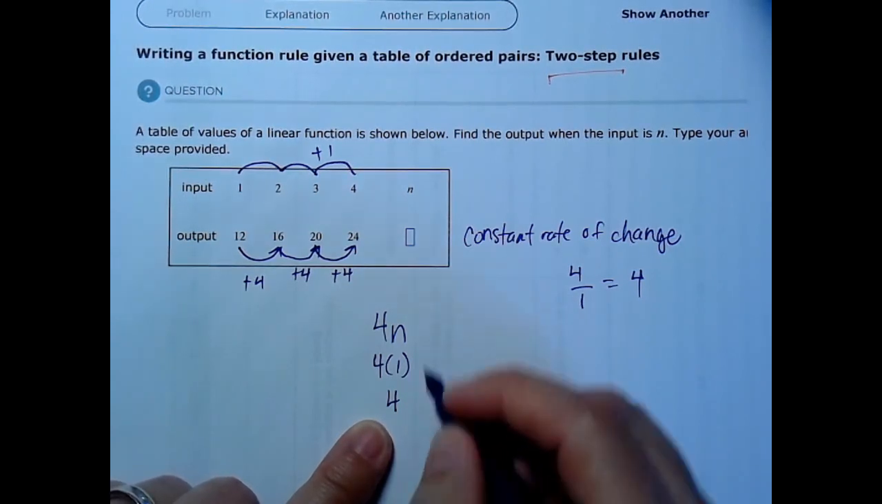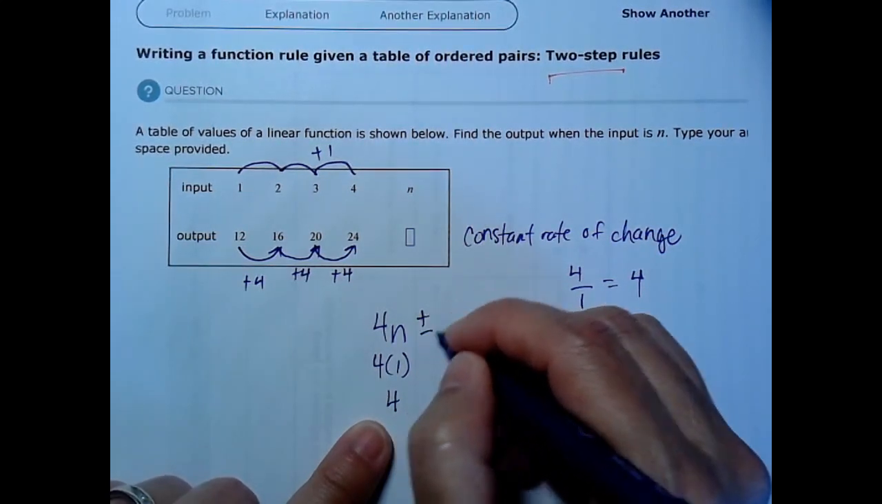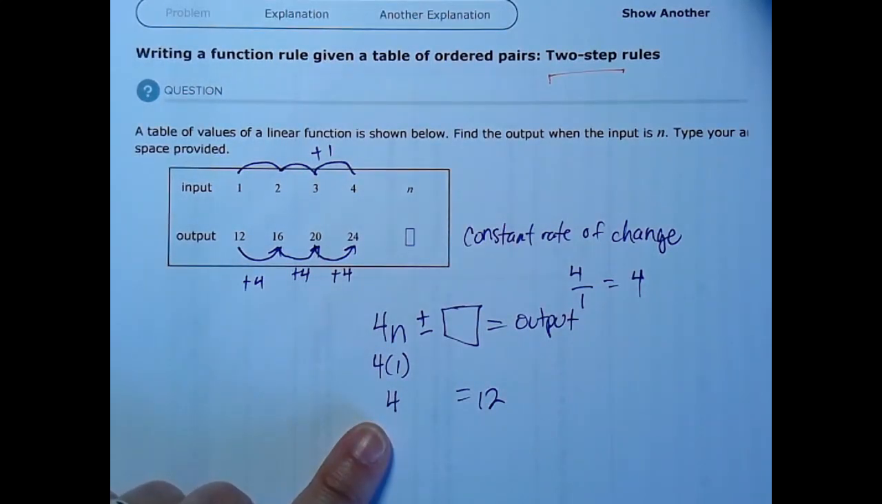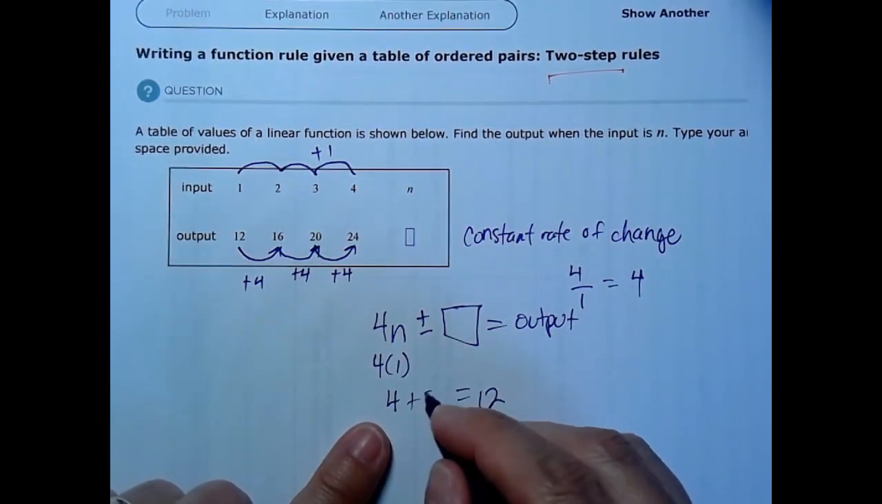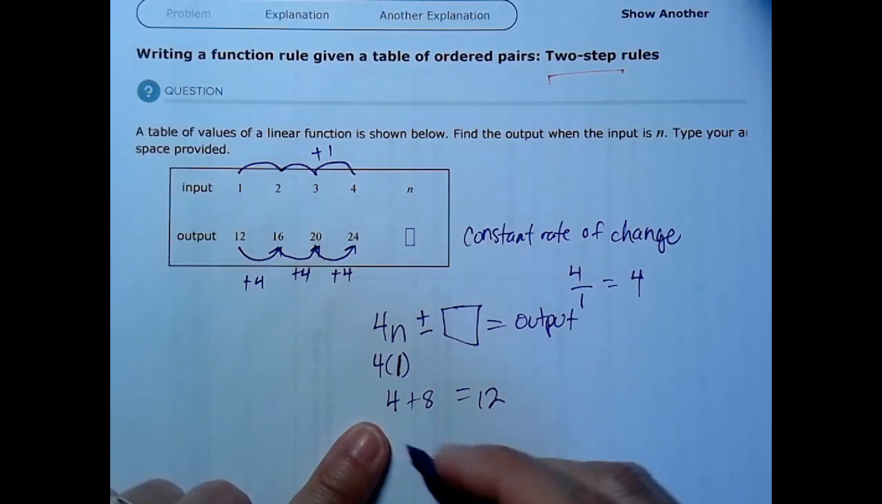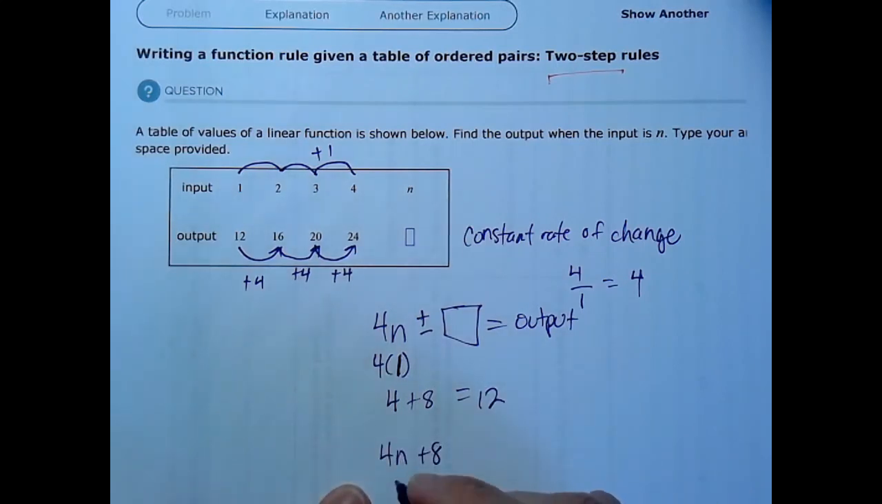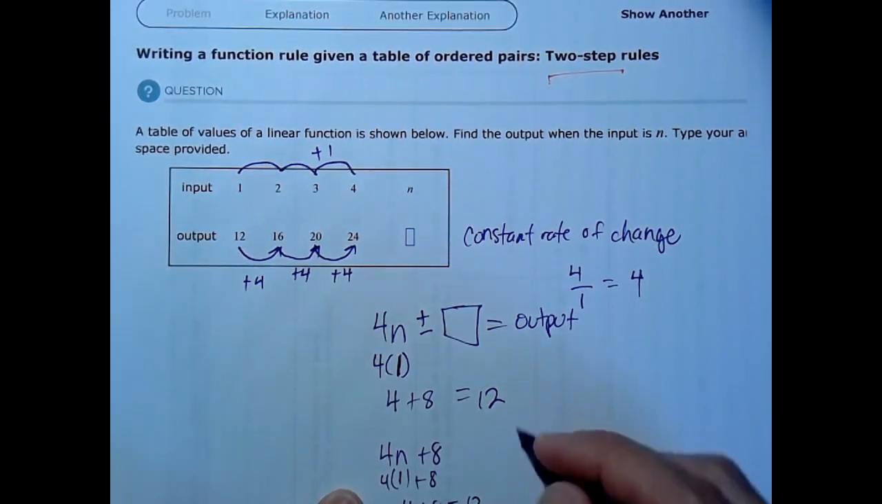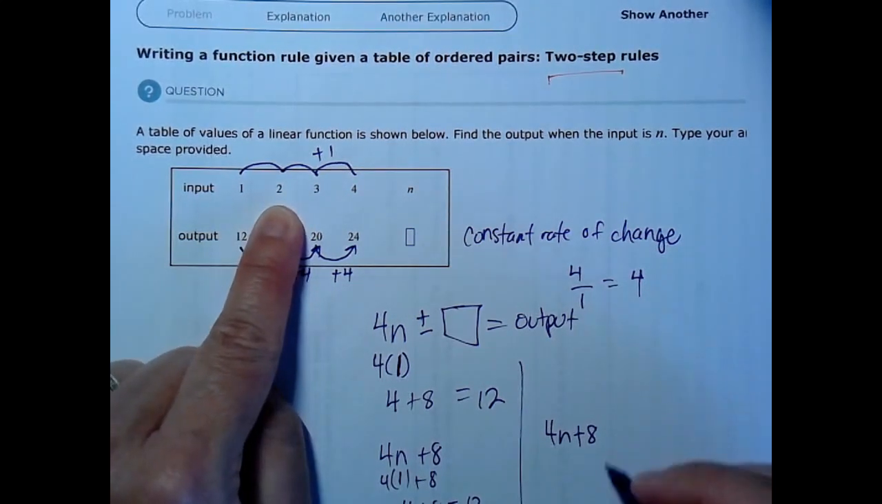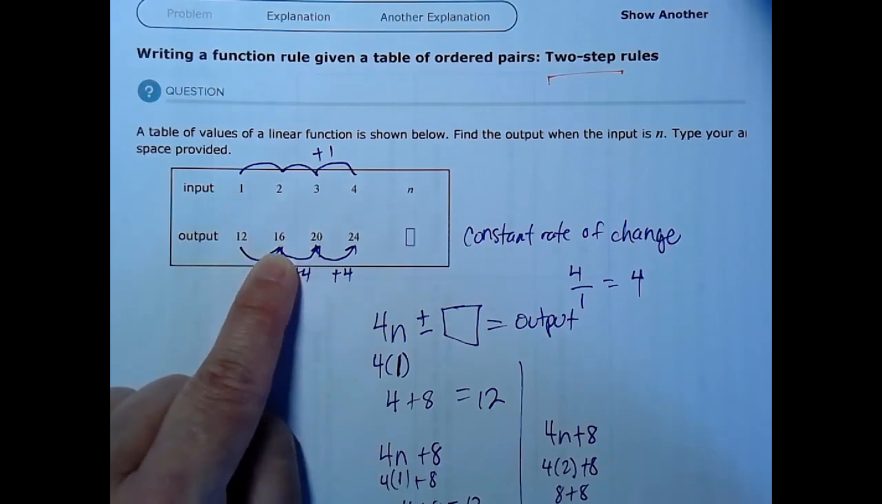So I'm missing a piece right here. So you usually have to add or subtract something in order to get to your output. Okay? So in this case, I would have to add 8, and that would get me to my output of 12. So 4n plus 8. I put in 1, so that's 4 times 1. 4 times 1 is 4, and 4 plus 8 is 12. Okay, let's see if it works for the next one. 4n plus 8. If I put in 2, that's 4 times 2 plus 8, so that's 8 plus 8, and 8 plus 8 is 16. Oh, 16. There it is.